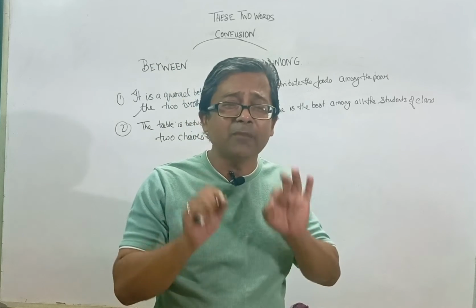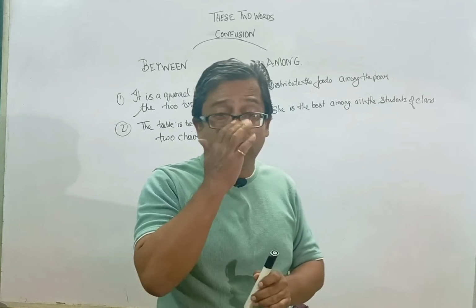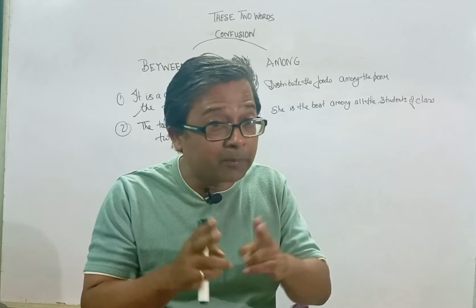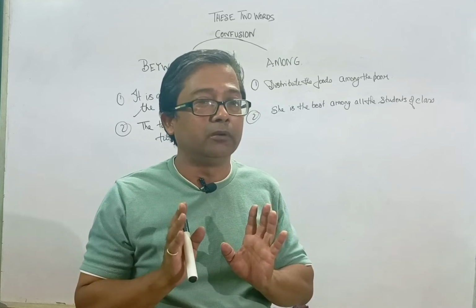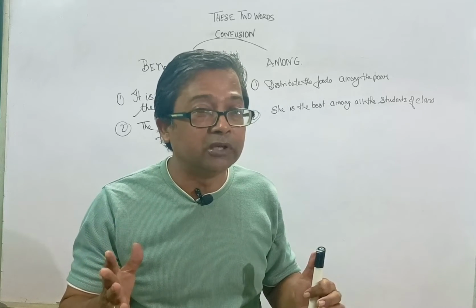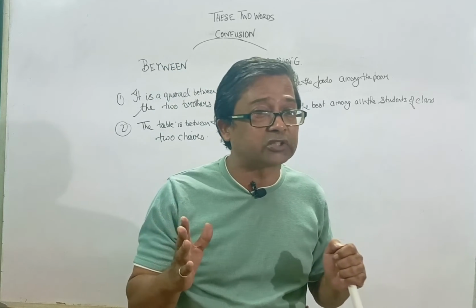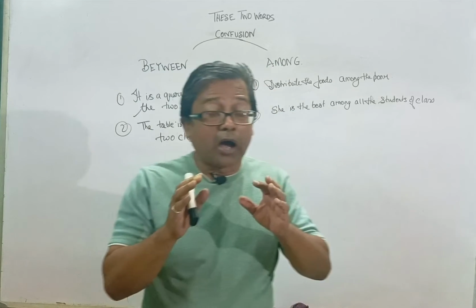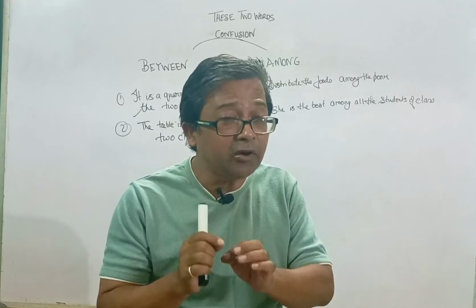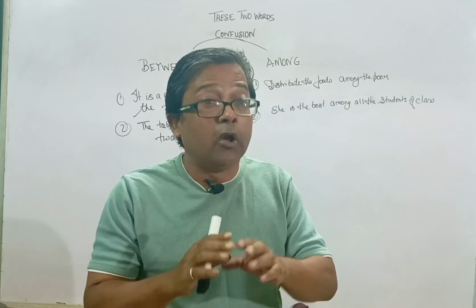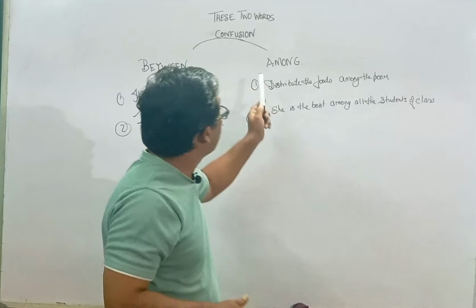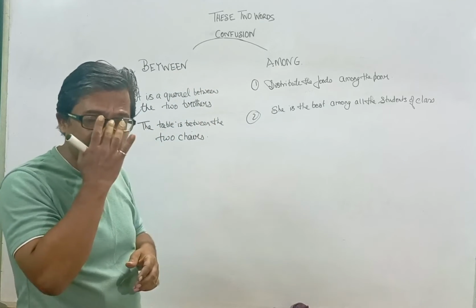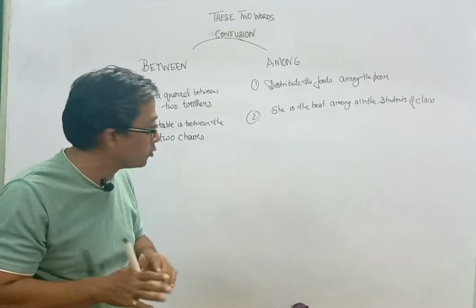So very simple, keep in mind. Use "between" when you are thinking about two. It's about two, use "between." If it's more than two, if you are thinking about more than two things, you will use "among." So "between," thinking of two. More than two, use "among." So let's go through some sentences which will help you clear your doubts.